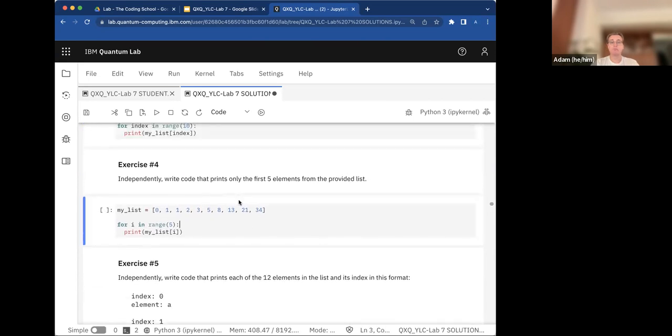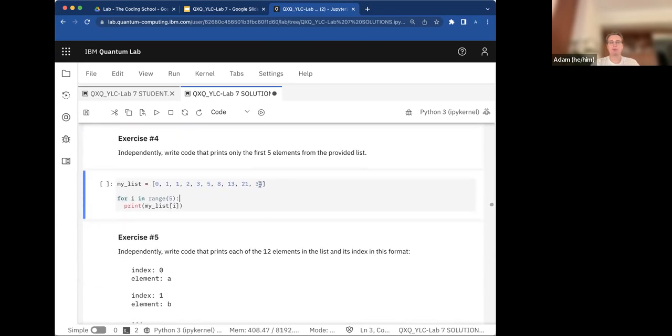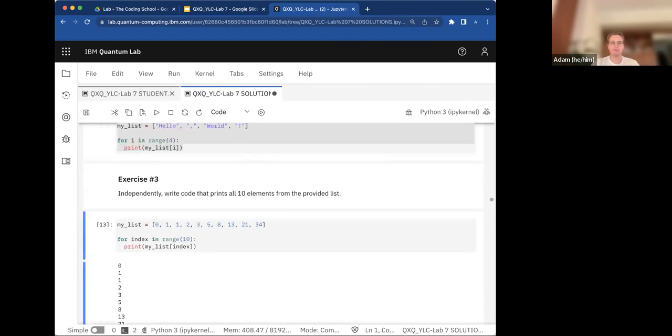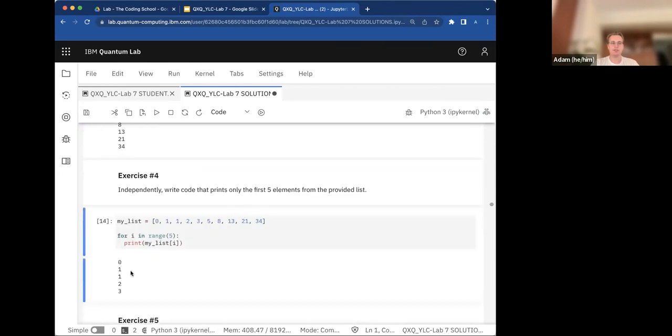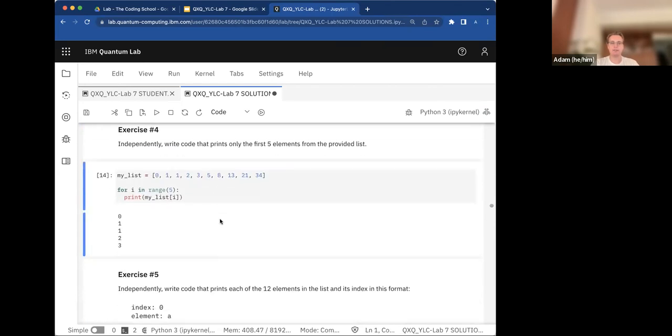Exercise 4, very similar. You don't have to print out the whole list every time. You could just print out some of it. So we actually don't change anything in the code except here in the range to say how many elements we want to print out. In this case, we just want 5. So also run these just so you make sure you see them in action. And then when we run this, notice we only get through the first 5 numbers.